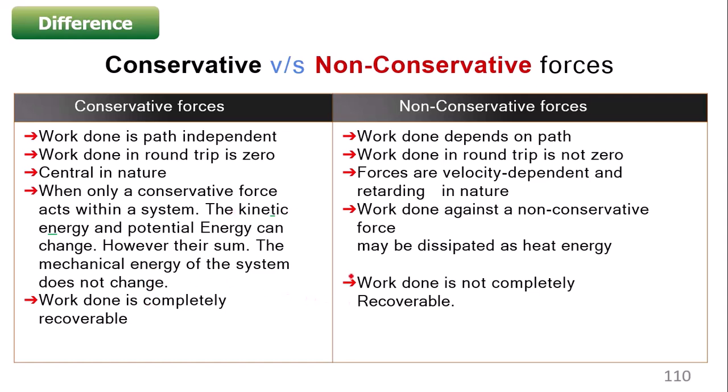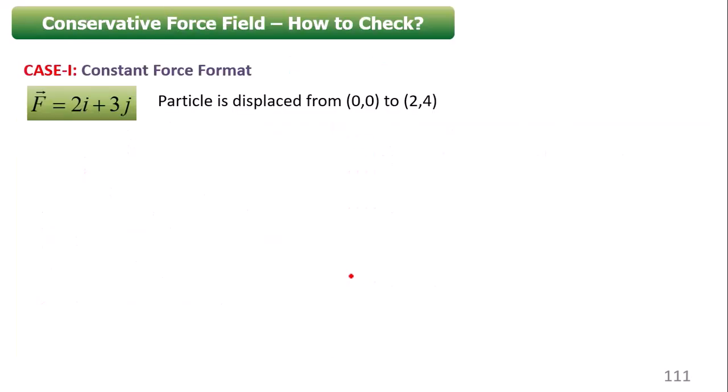Now coming to how to identify which force is conservative and which force is non-conservative. We already discussed 2 or 3 problems where I dealt with conservative and non-conservative forces. The first format of a conservative force is the constant force. Why? Because if the force is constant, then the work done is independent of path. If a force is given as 2i plus 3j, 2 is a constant number and 3 is also a constant number. So certainly this force is constant.